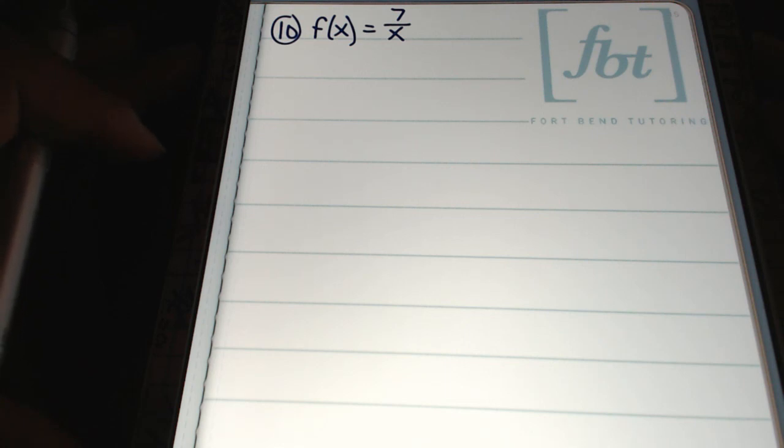All right, we have problem number 10. This is a rational function. Let's see what happens with this. We have f of x equals 7 divided by x.